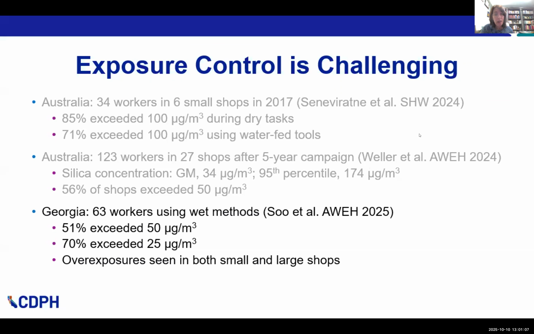wet methods, about half exceeded the 50 micrograms per cubic meter and 70% exceeded that action level. And they saw overexposures both in the small shops and large shops. Small they defined as being less than 25 employees, and large shops 25 or greater. So it's a really hard exposure to control when you are cutting through something that's almost pure silica and you have an extremely low exposure limit that you're trying to meet. It's very challenging.